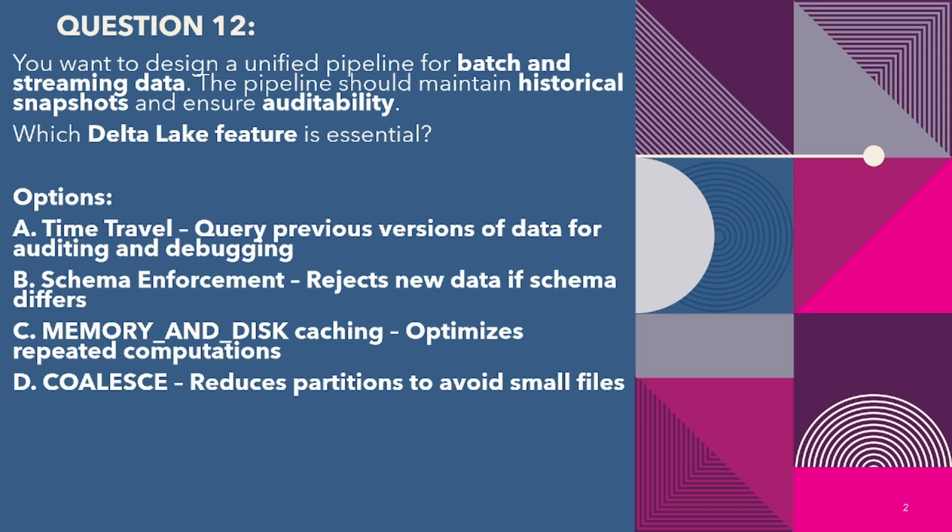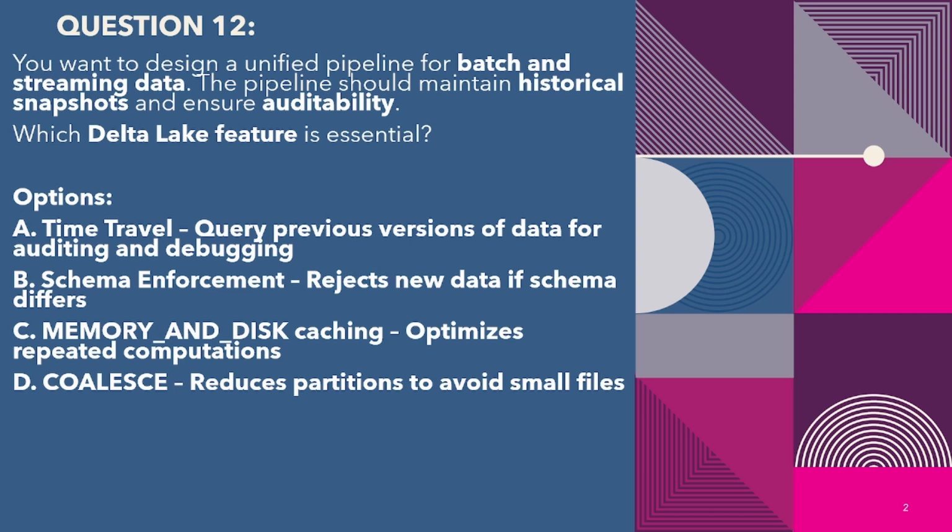Here are your options. A. Time travel allows querying previous versions of data for auditing and debugging. B. Schema enforcement ensures no new data appended if schema differs. C. Memory and disk caching optimizes repeated computations of streaming data. D. Coalesce reduces partitions to avoid small files during writes.